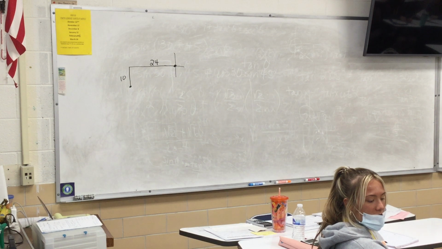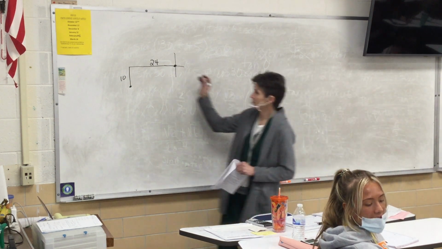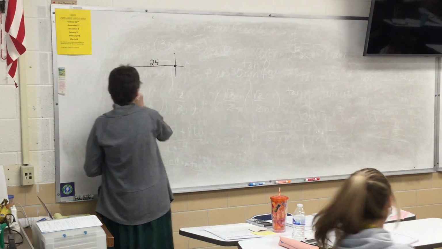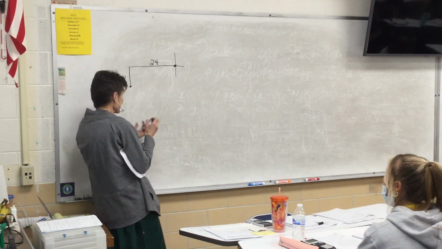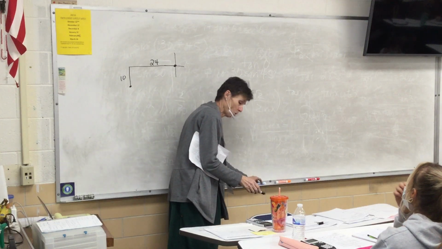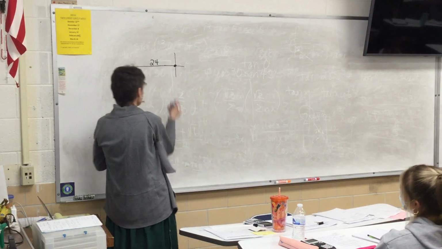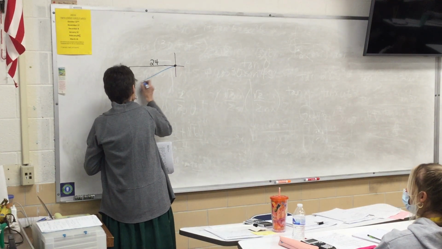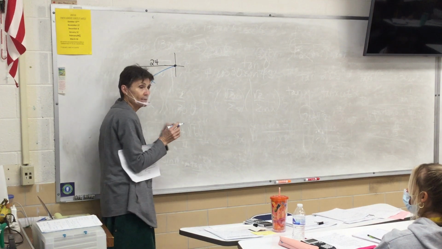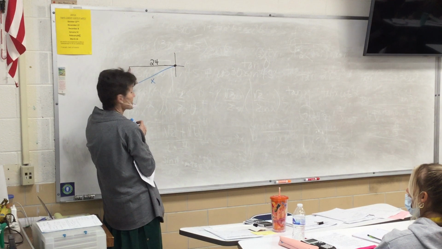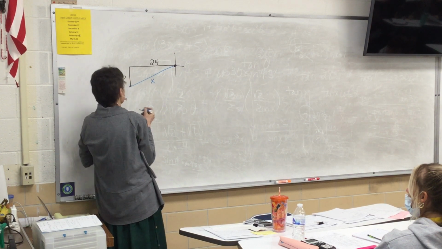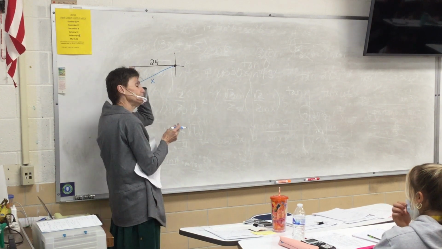Okay, so we got the ship. He's gone 24 miles east or west, and 10 miles south. What is his distance and direction from port? So, here's port. So, distance is easy, right? That's the distance. If this is west and this is south, isn't this a right angle right here?